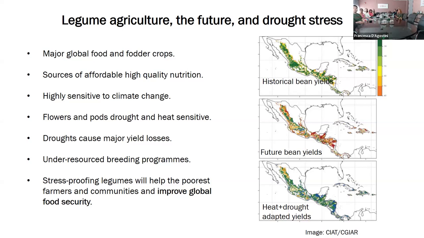Now, the problem with legumes as a whole is that they have not been given the same attention as many of our staple crops like rice, maize, barley, wheat, etc. And therefore, they're lagging behind in breeding, and we need to increase that attention to improve their climate resilience. And this is a similar story to what I was saying before: historical bean yields, future bean yields if we don't change what we grow and how we grow it. And if we adapt our germplasm to heat stress and drought stress tolerance, we could ameliorate that.